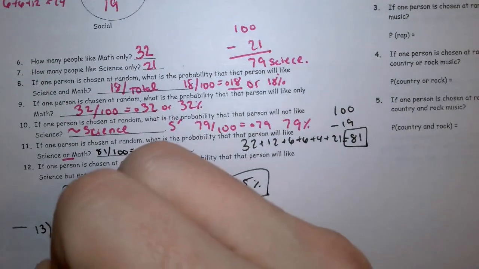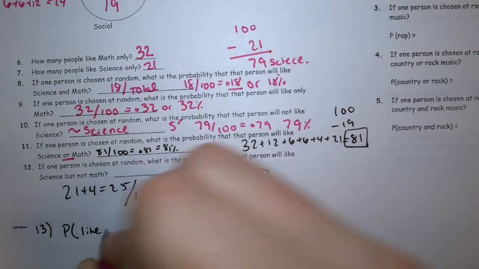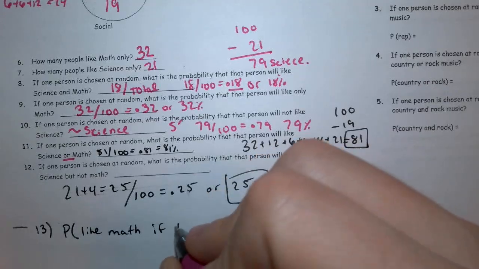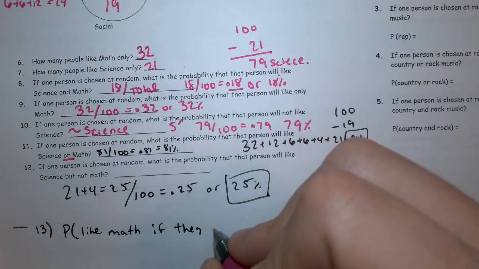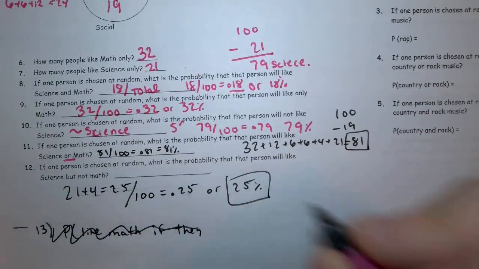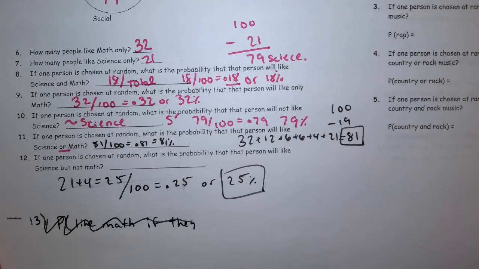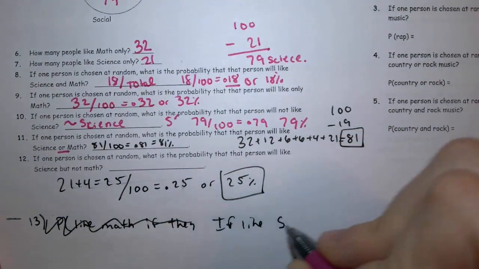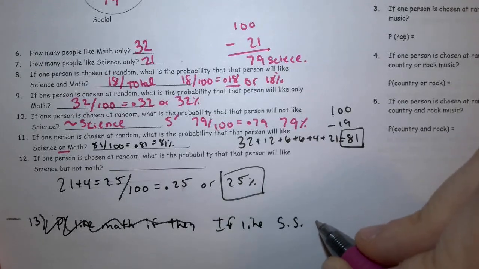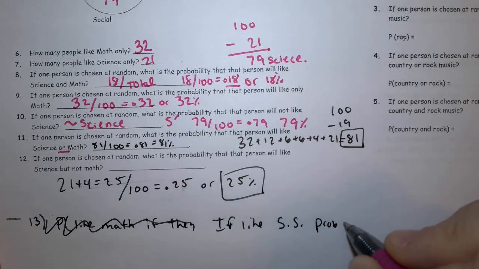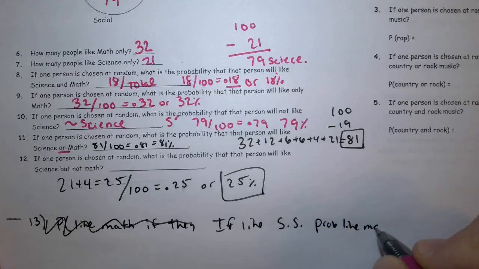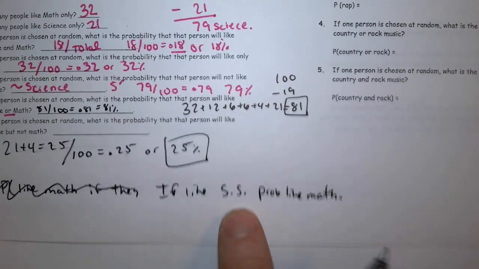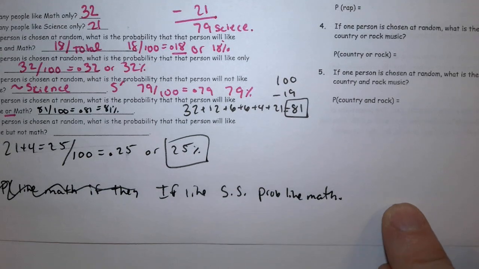Okay, let's do the probability that they like math if they like social studies. So what changed this time? If they like social studies, what is the probability that they also like math?